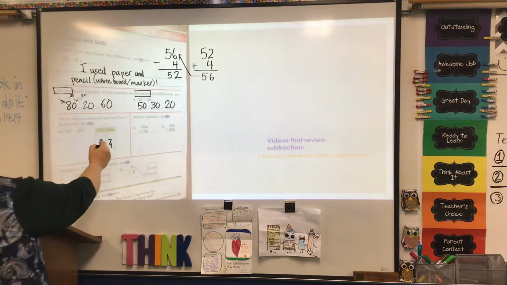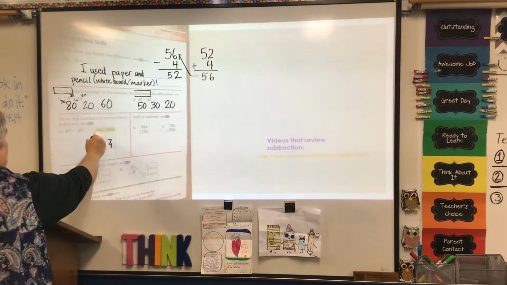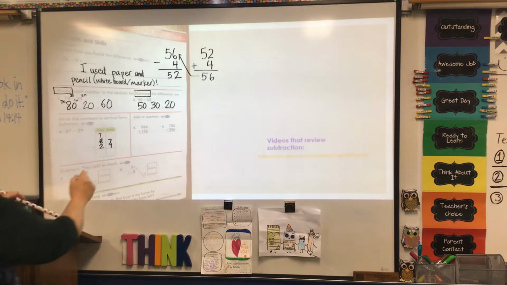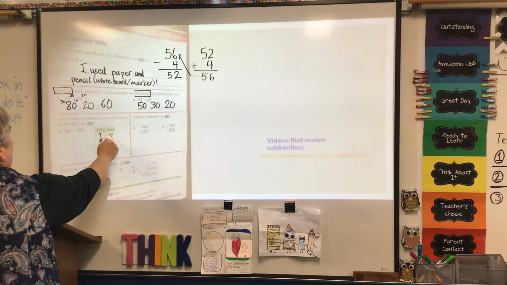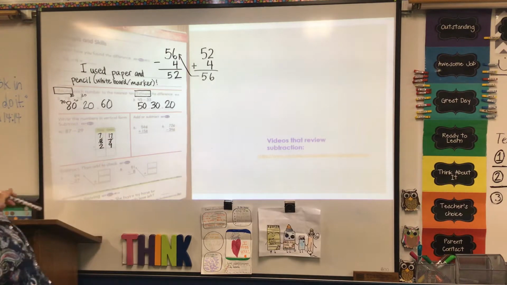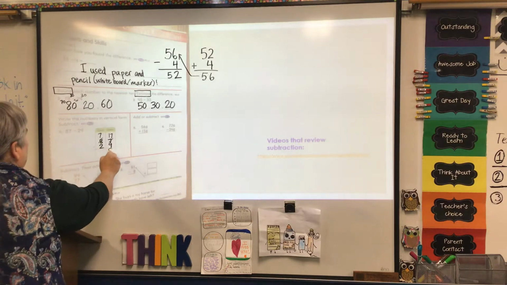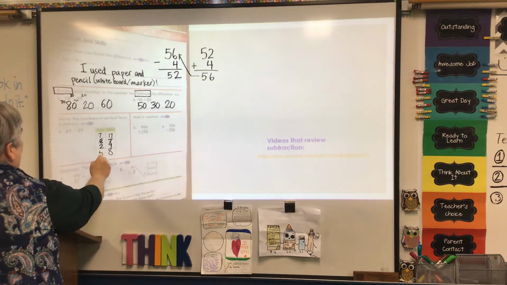So I'm going to have to regroup. I'm going to take one of the 10s here, but I'll have 7 10s left. And then I'm going to change my 7 there to a 17. Now I can finish that problem. 17 take away 9 is 8. 7 take away 2 is 5.